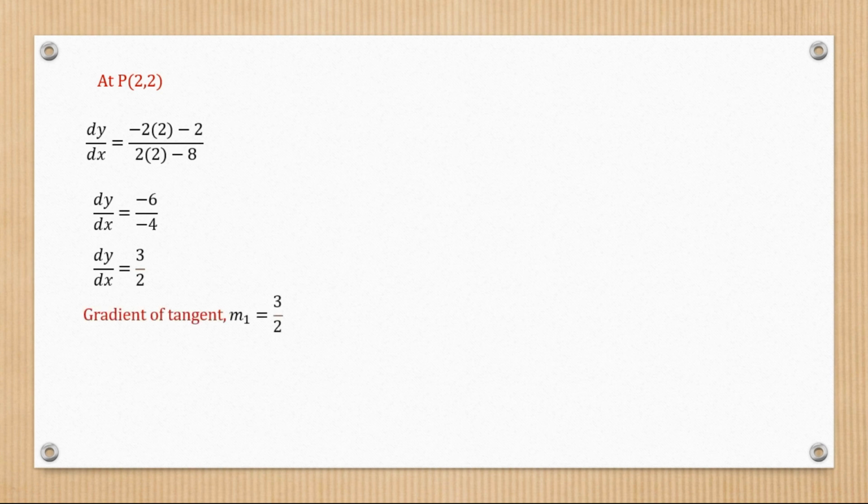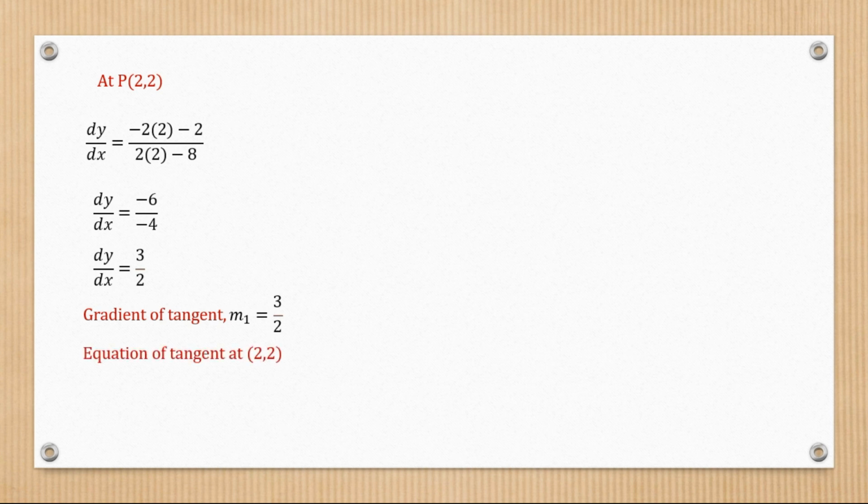So when you look at the point 2, 2, plug in. Where there is x, you put 2, and where there is y, you put 2. And then dy dx shall actually be equal to negative 6 over negative 4, which is actually the same as 3 over 2. So that shall be the gradient of the tangent, m1.